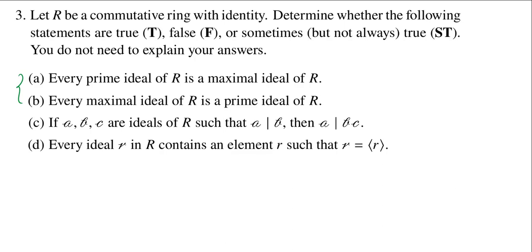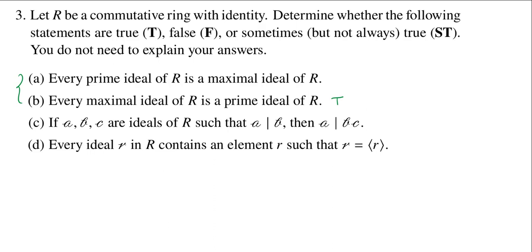So what we saw in class is that maximal is a harder condition to meet than being prime. So if you're prime, you may not be maximal, right? Because it's harder to be maximal. But if you're maximal, then for sure you're prime. So it's definitely true that if you're maximal, then you're prime. That's true. But the other statement, the converse, isn't necessarily true.